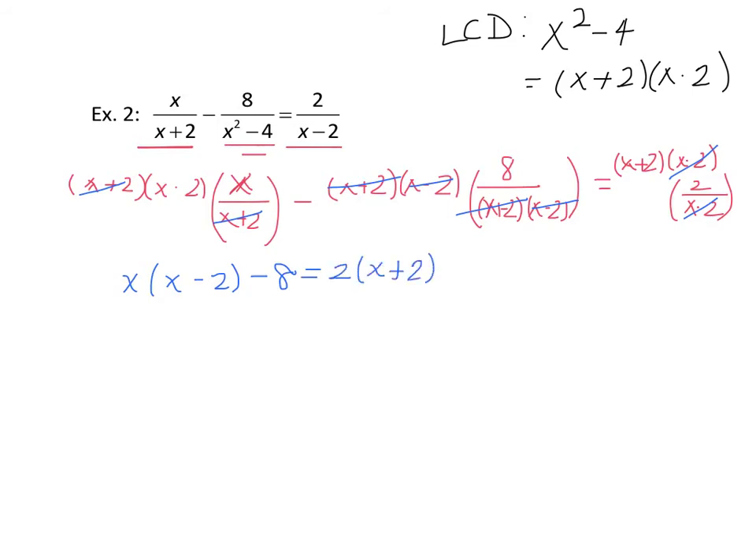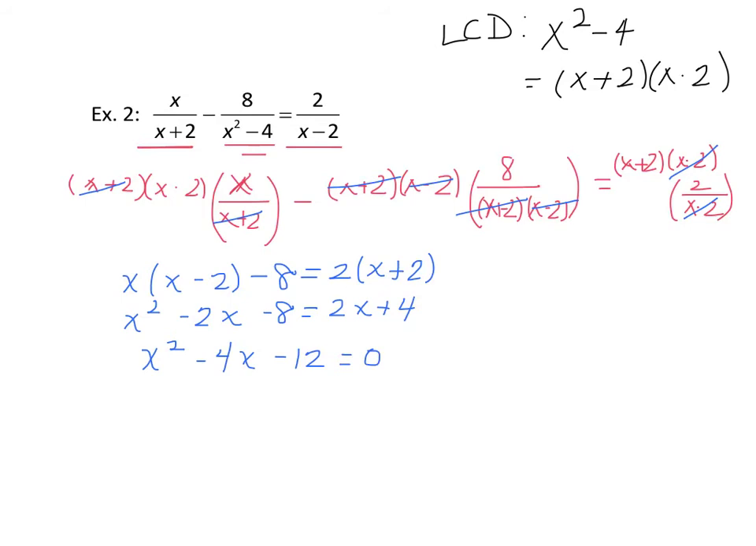Let's do some nice distributive property. This becomes x squared minus 2x minus 8 equals 2x plus 4. I cannot solve a quadratic equation in this form. I have to make sure one side of the equation is 0. And so I will move terms to the left side through opposite operations in order to make that happen. So this becomes x squared minus 4x minus 12 equals 0.